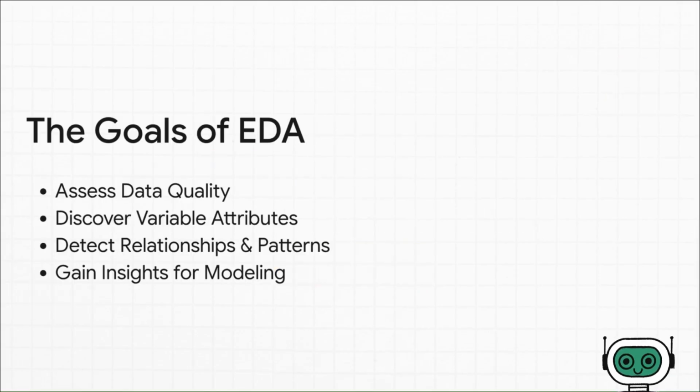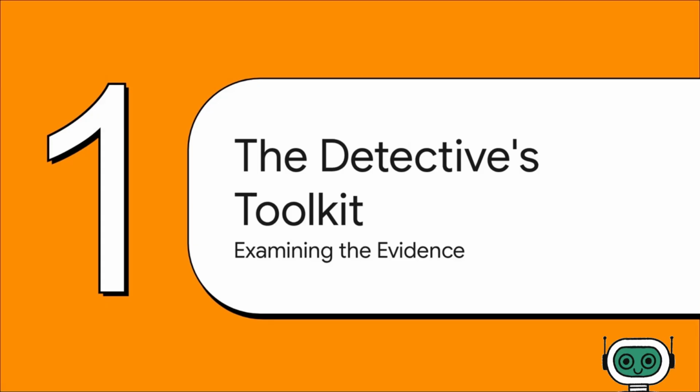So, as this data detective, what are you trying to do? Well, first you check the quality of your evidence. Is the data clean? Anything missing? Then you look at each clue, each variable in your data set, all on its own. After that, you start looking for connections between the clues. And finally, all of this work gives you solid leads for your main investigation, which for us is usually building a machine learning model. Okay, let's open up the detective's toolkit.